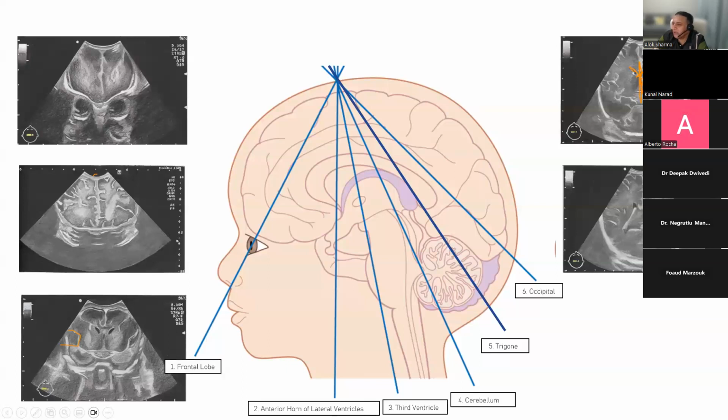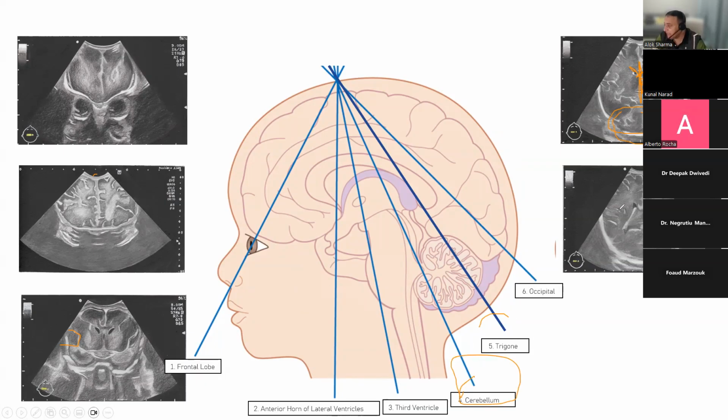Now this is a view that some people tend not to describe in the literature, but it is a view at the level where you can see the cerebellum really nicely. Hence it's a view that I really like, because it's the only coronal view where you can see the cerebellum really nicely, as you can see over here.